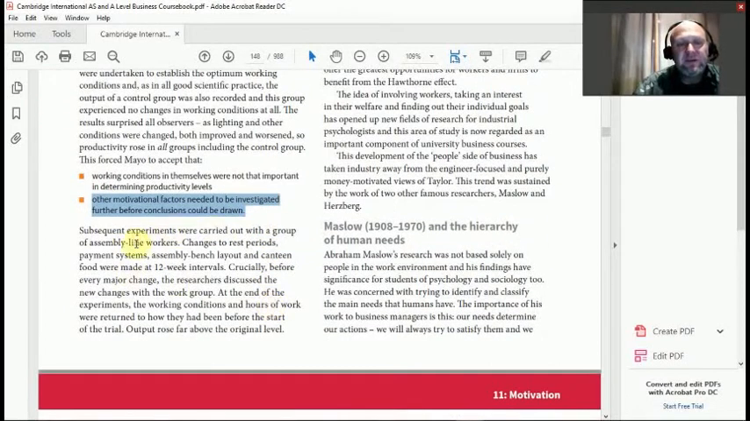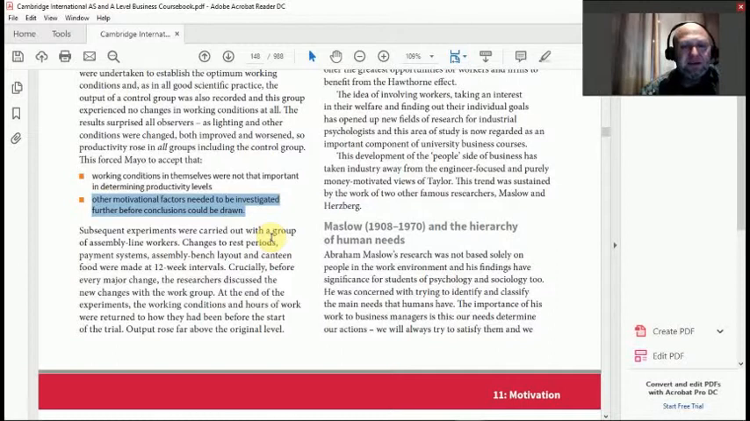Subsequently, experiments were carried out with the group on an assembly line, with changes in rest periods. So in other words, you're on this productivity line, packing or sawing or cutting, but you needed to rest, and that was just as important as the pay. So the working conditions had to be important. The changes to rest periods, and also the pay system, had to be incorporated. So the higher the output, the better the pay should be effectively.